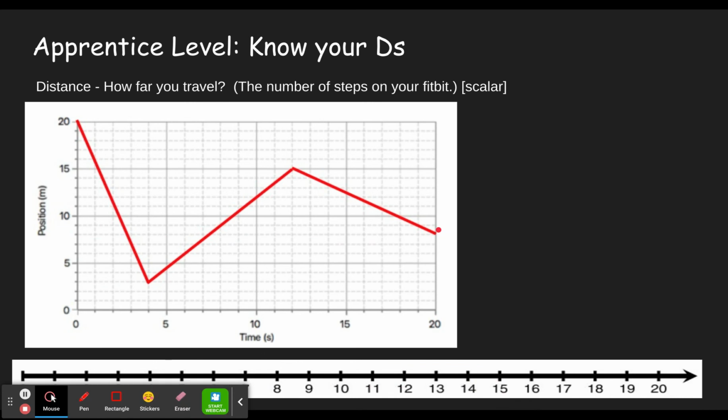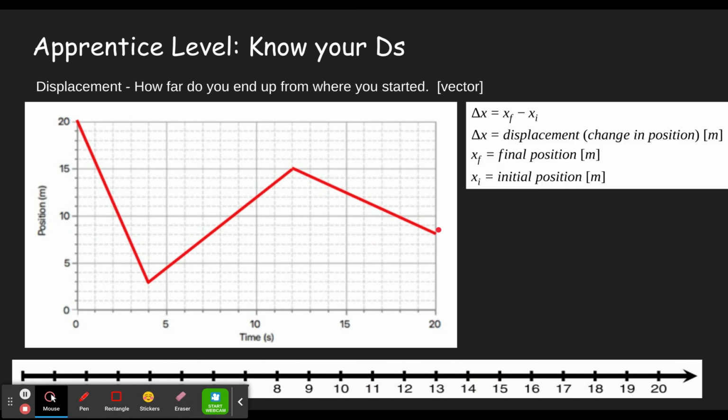Okay, so now if we go on to displacement, displacement's actually much simpler. I have a little equation here written down. The displacement is delta x. The change in position is another way to say that. The change in position is the same as any change. It's the final value minus the initial value. So we just take the final value minus the initial value.